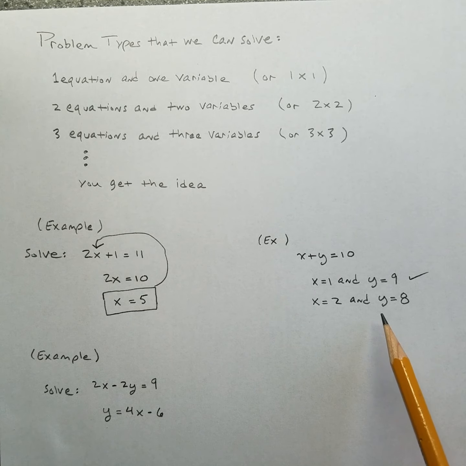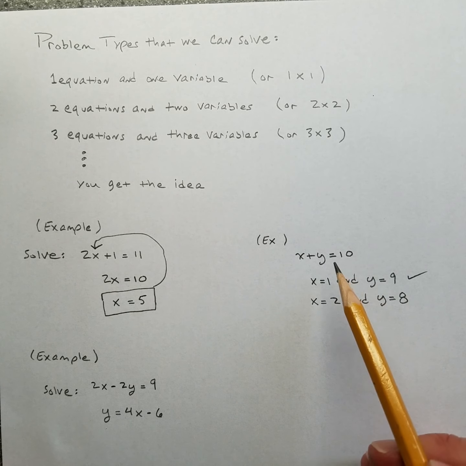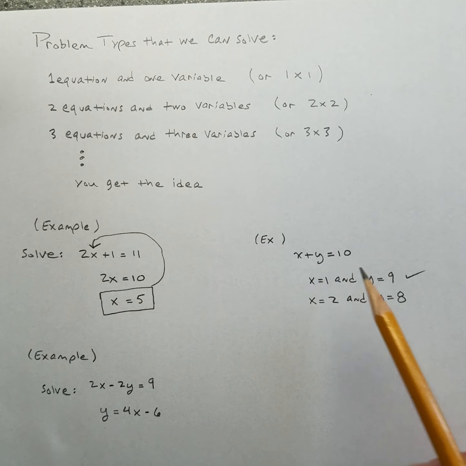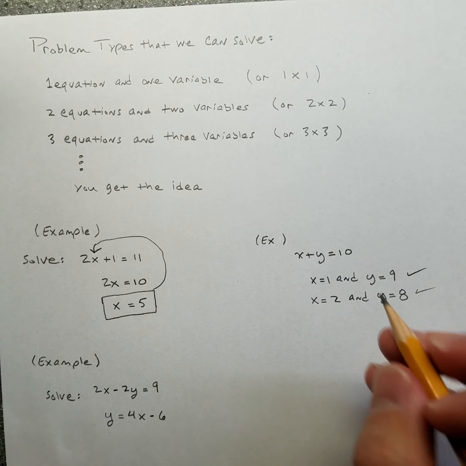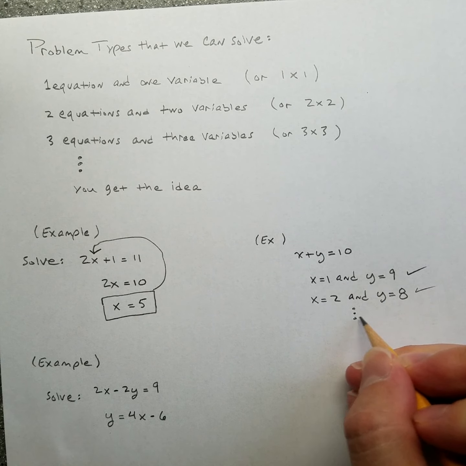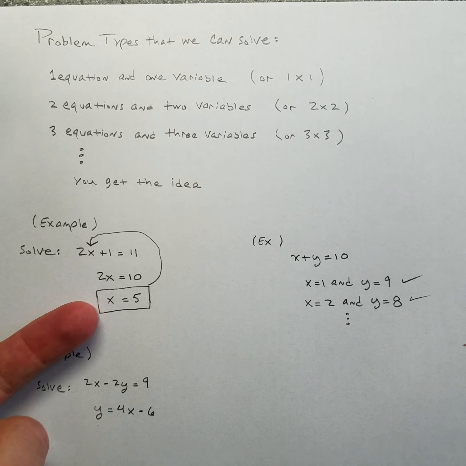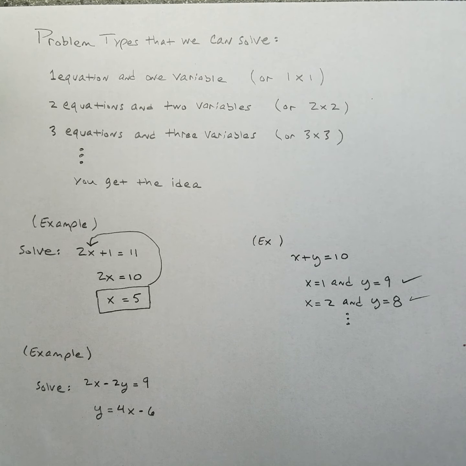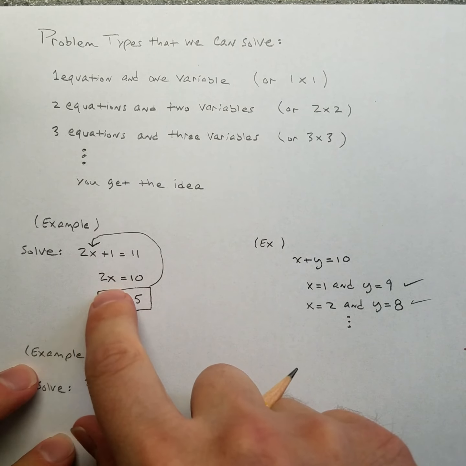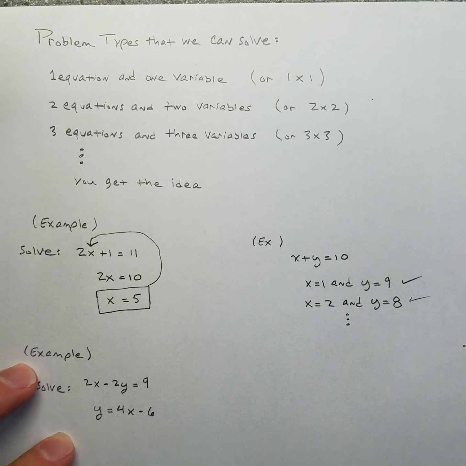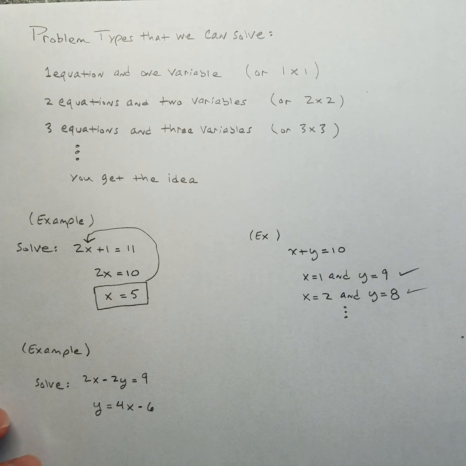Well, let's check it and see. Put 2 for x, put 8 for y, 2 plus 8 is 10. Yes, so that works too. So there's no unique answer. You could just keep going. And for now, we're interested in the type of problem where there's this one answer that everybody agrees about. So no matter if I solve it or you solve it, we all get 5. That's the one and only answer, okay?